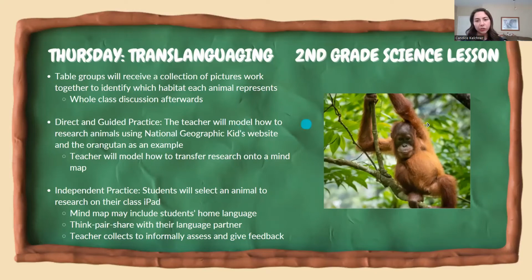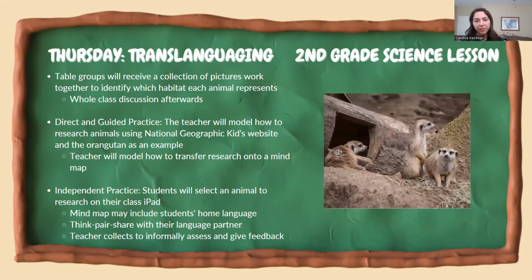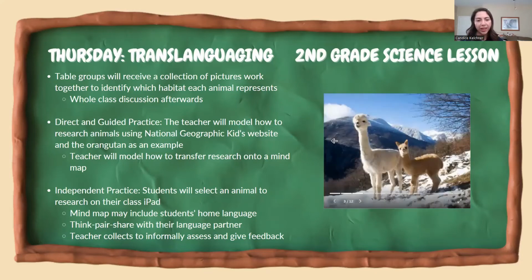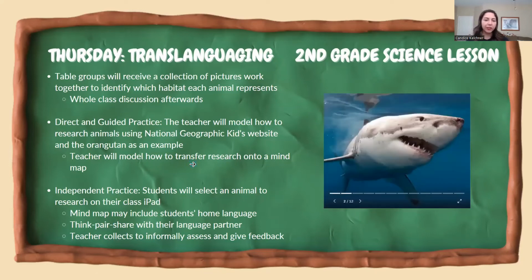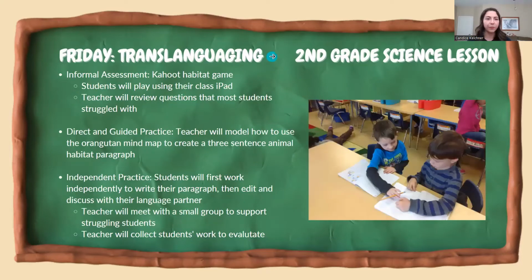Then for independent practice, students will select one of these envelope pictures from the first activity to research. They'll use their iPad to research information on the National Geographic Kids website to then create a mind map for their animal. Once they're done, students will work with their language partner to discuss and reflect on what they added. And then also on this mind map, students can use their home language to help them. The teacher will then collect these to provide feedback.